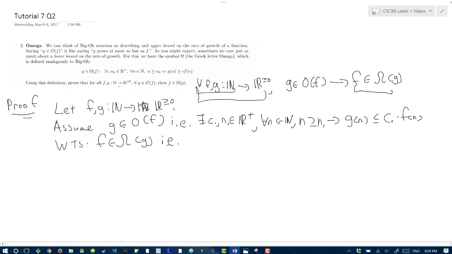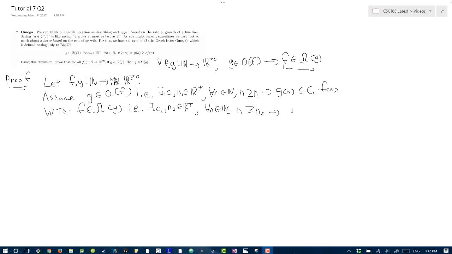Okay, what does that mean? So let's take this definition here. f is in the omega of g. Okay, so let's write C2 and N2 here. And if n is larger than or equal to n2, then, okay, and then this part would be following the same guidelines here. It's easy to be confused, so we have f of n is greater than or equal to C2 times g of n.